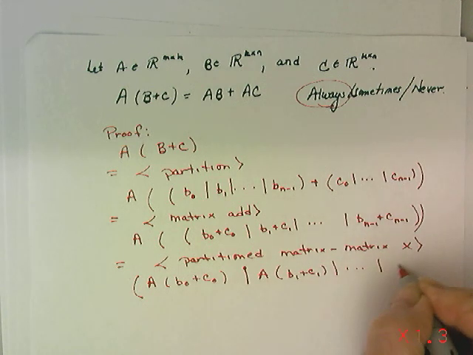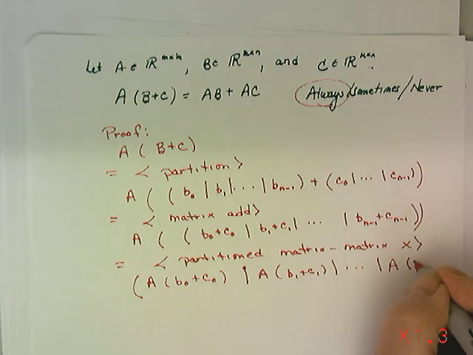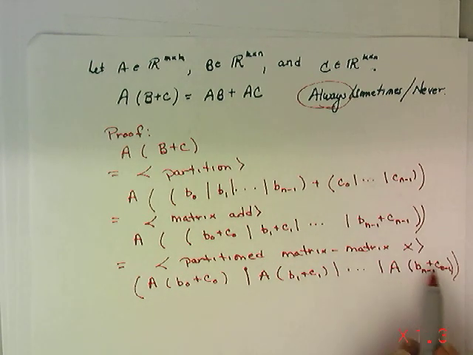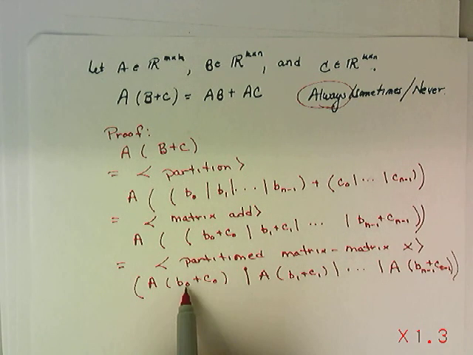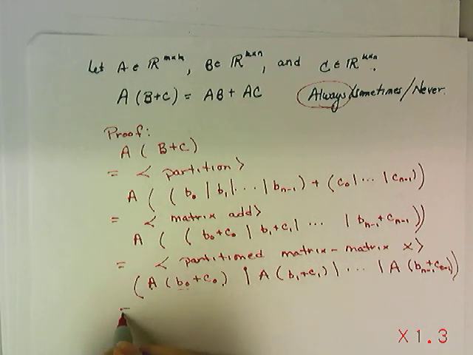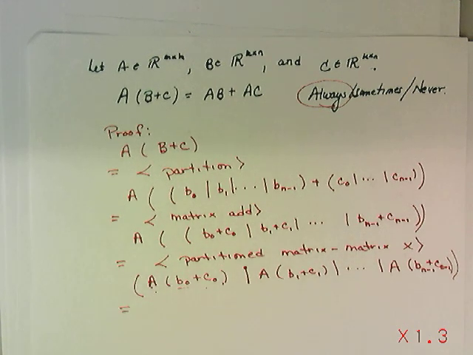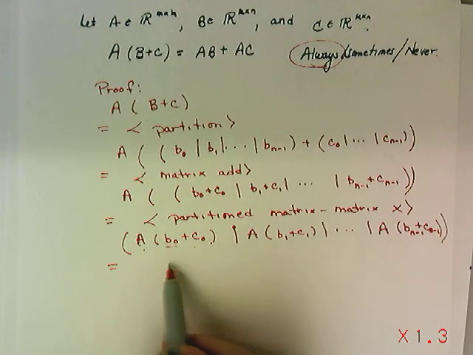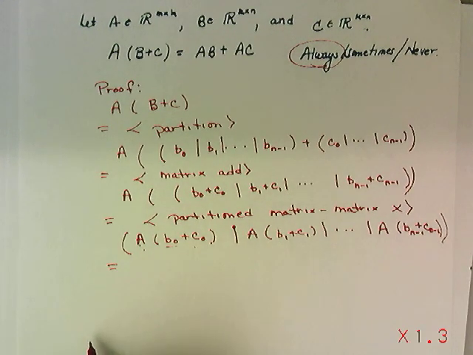All of them are found by taking A times the vector representing that column. So the last one will be A times B sub n minus 1 plus C sub n minus 1. Now, these are vectors. A is a matrix, so we have matrix vector multiplies that need to be performed in order to figure out what the resulting matrix will be.